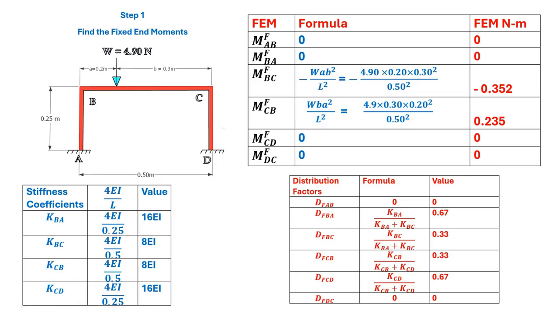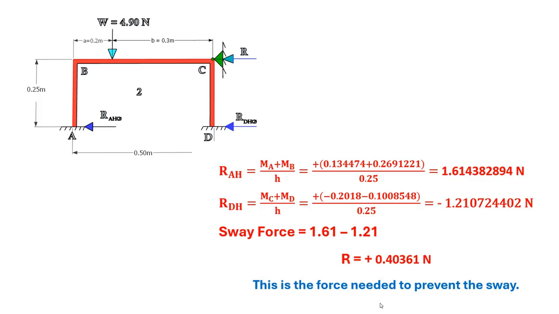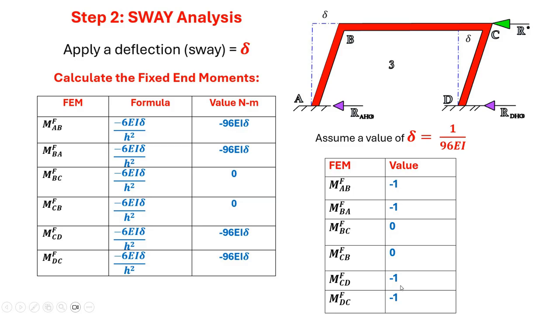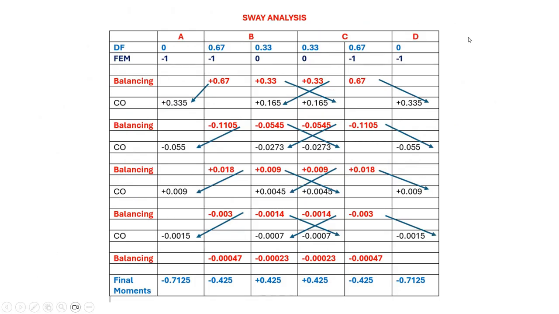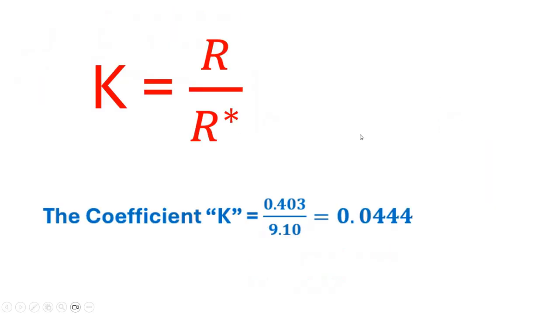Now, these are the basic calculations which were explained to the students, and this is non-sway analysis. Here we are finding out the reactions. This is the force needed to prevent the sway. And here you can see sway analysis, and this R star is the sway force required for causing a deflection delta. As I told you, the R star is estimated, which is the force required to prevent the sway. After that, the coefficient K is calculated.